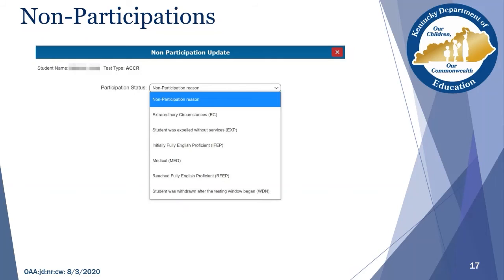Now, another thing is with the non-participations. Once you click on that dash underneath the non-participations on your student listing, it'll give you a drop down, and this lists all of the non-participations for access and alternate access. And keep in mind, depending on the assessment, the non-participations will change for that particular assessment.